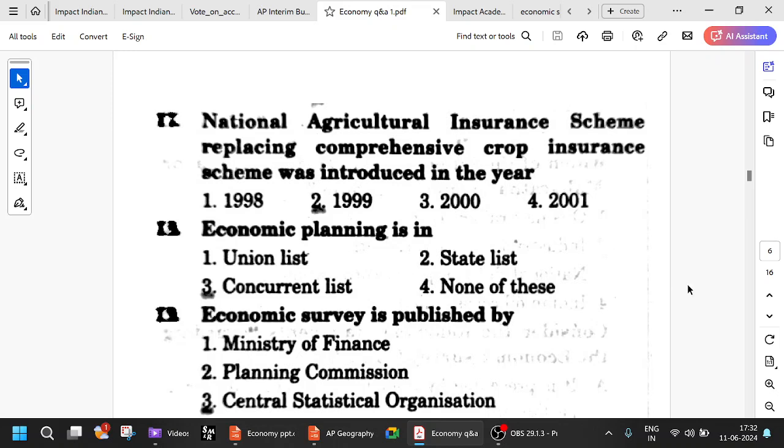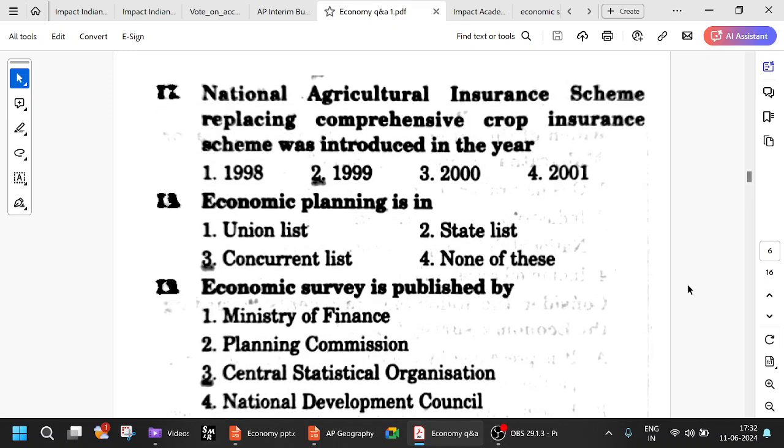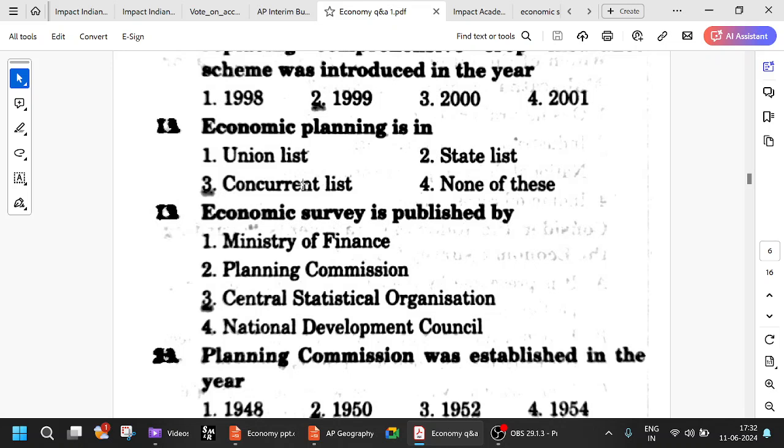Try to remember that. So economic planning is in the concurrent list. We've already seen, right? Union list, state list, concurrent list. Schedule 7 in polity we've seen. So economic planning is in the concurrent list because we have planning for both the state level and the central level.